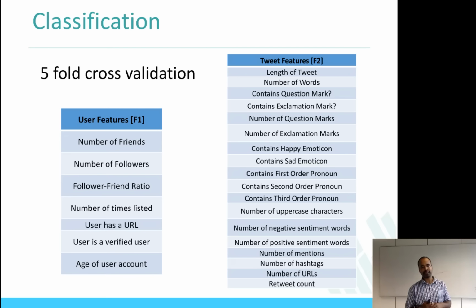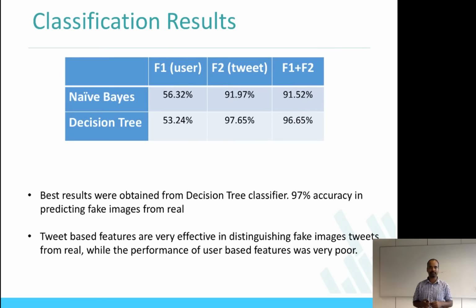Five-fold cross-validation is a technique used to make sure that the confidence in the classification accuracy we are building is higher. That's the reason why we use five-fold cross-validation. There are many other techniques, and I'm not going to go into details of the other techniques that are available.